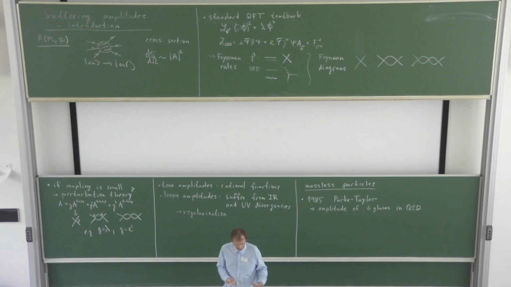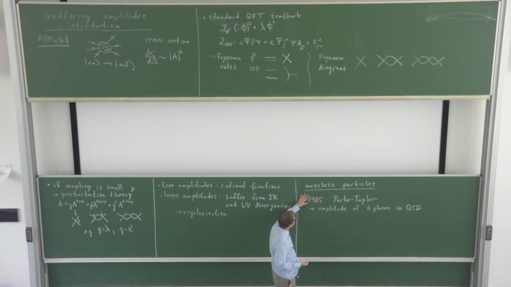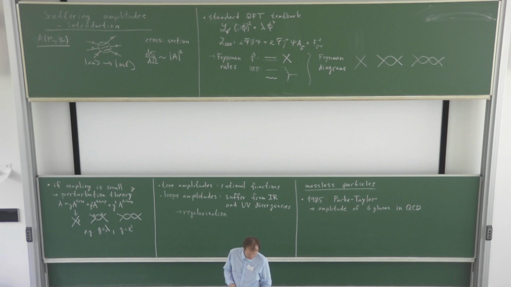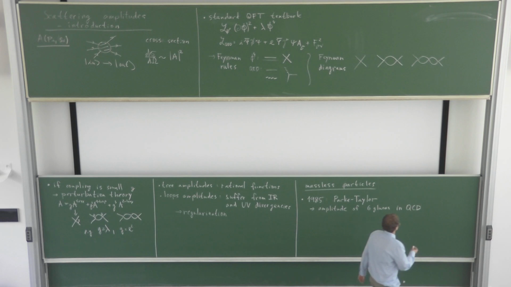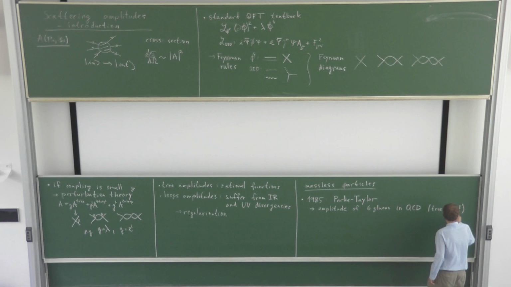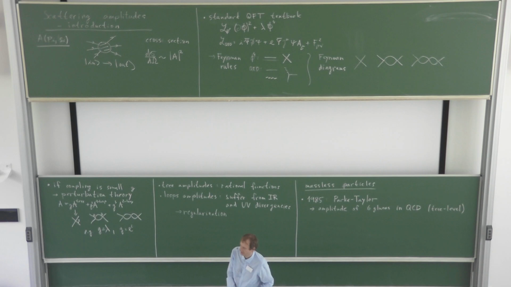And this was exactly the case in 1985, when there was a plan for a new collider. From the theoretical point of view, it was important to calculate amplitudes of gluons to very high multiplicity, even at tree level. So let me just say this is a tree level calculation. And this was driven by the experimental need. Unfortunately, the collider was not built in the end. But these two people, Parke and Taylor, finished that calculation and found something surprising.